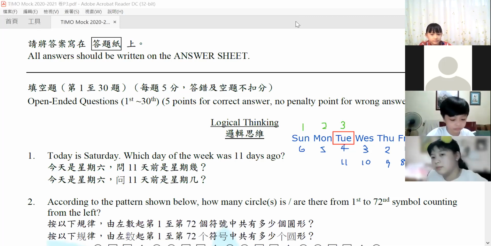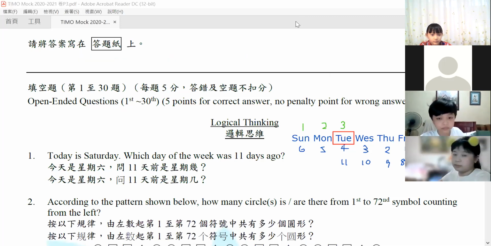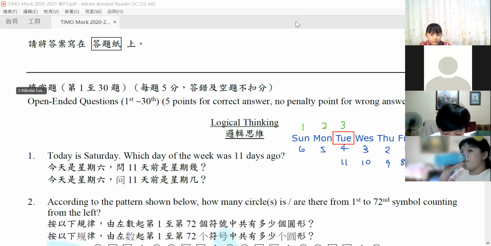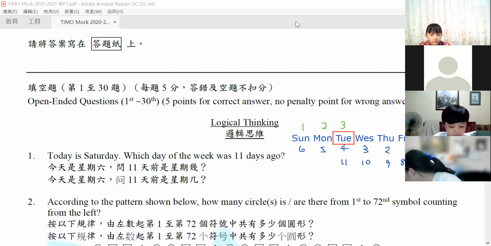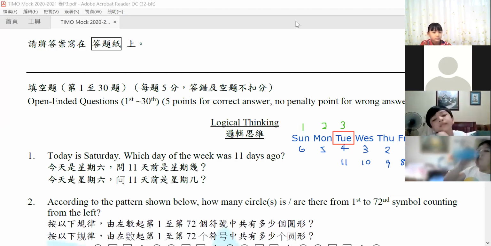In fact, it is the proper way to do this, but it simply takes more time. If the question is not 11 days before, and sometimes it may ask you 100 days before, then you need to divide because it is impossible for you to count. But if it's just 11 days, it is actually better to just count, because it is faster than to calculate. All right, this is question one. The answer is Tuesday.